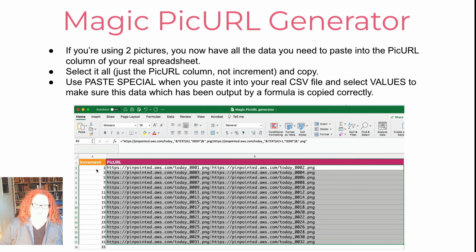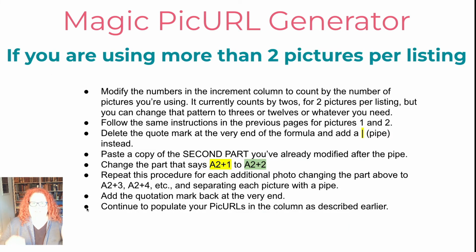And you can do that pretty easily. You just fill in the first few. For 2s, I have 1, 3, 5, 7. But for 3s, I'd have 1, 4, 7, whatever. But you just put in the first few, and then you select it and grab the handle like I was just describing, and pull it down, and it should generate the rest of the pattern for you.